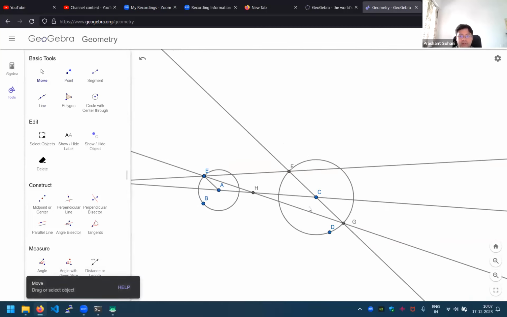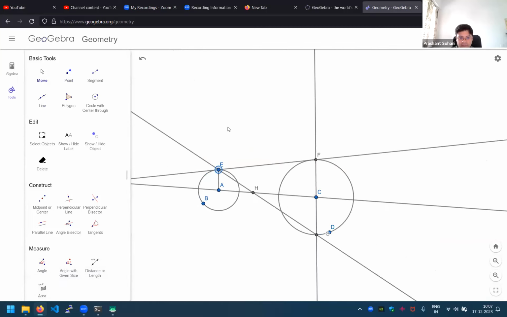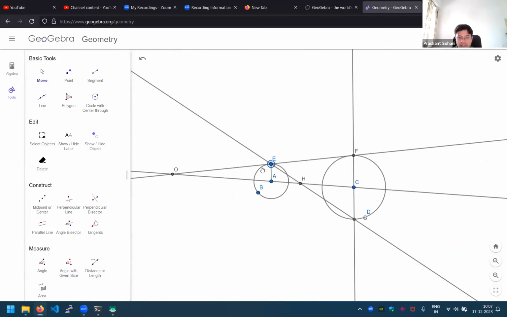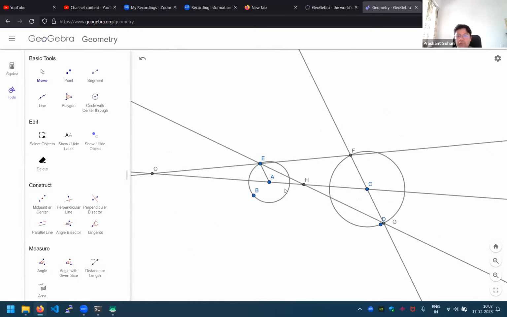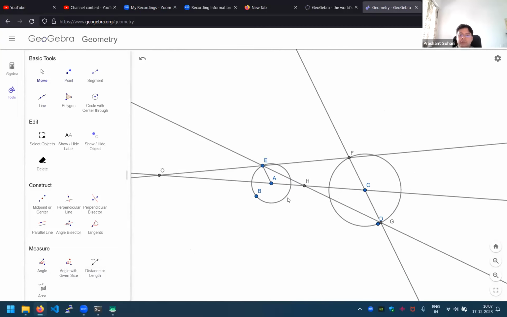So again, if I move the diagram, H is also not changed. So both O and H are fixed points, and they are going to be the centers of the homothety, which will convert the first circle into the second circle. But the only difference is that the signs are opposite, right? If you take O as the center, it is a positive ratio.